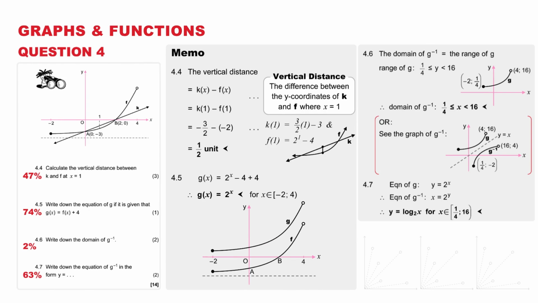Here is the memo for these sub-questions. The first, finding the vertical distance, then writing down the equation for G, and the last 2 were about the inverse of G. You're welcome to pause for a moment here if you need to spend some time on the memo.